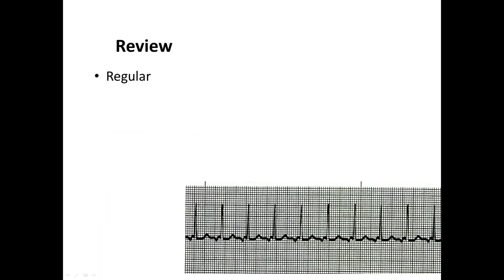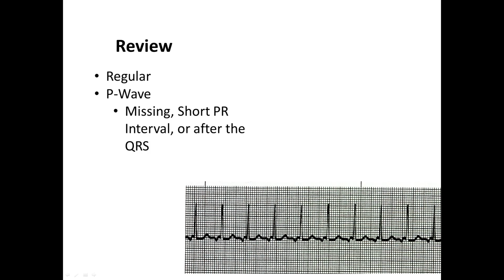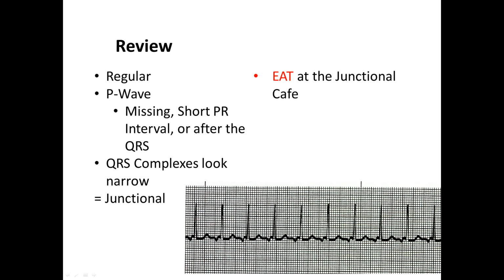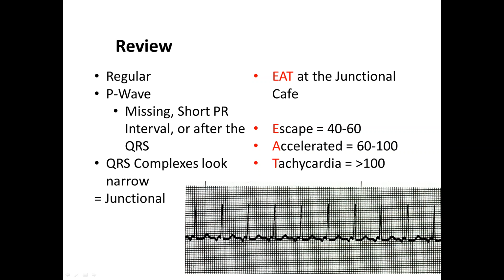To review, with junctional we have a regular rhythm. The P waves are either missing, have a short PR interval, or after the QRS complexes. Our QRS complexes look narrow, giving us a junctional rhythm. Once we've determined that, we're going to go eat at the Junctional Cafe. Figure out which junctional rhythm it is. Is it junctional escape, 40 to 60, accelerated junctional, 60 to 100, or junctional tachycardia with a rate of greater than 100?